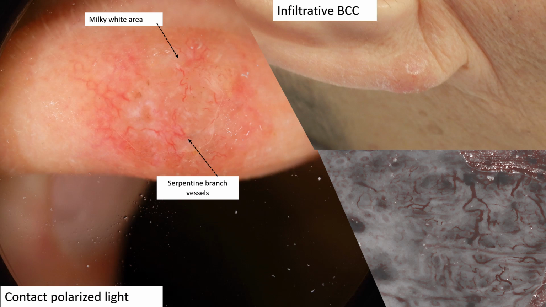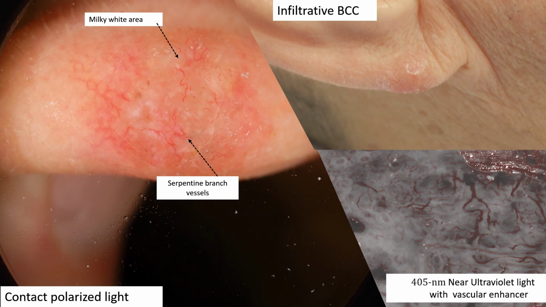In this case, on the ear, you have this milky white appearance. You have these serpentine branch vessels, characteristic of an infiltrative basal cell carcinoma. If we use the near ultraviolet light with the vascular enhancer, you see the vessels quite dramatically.